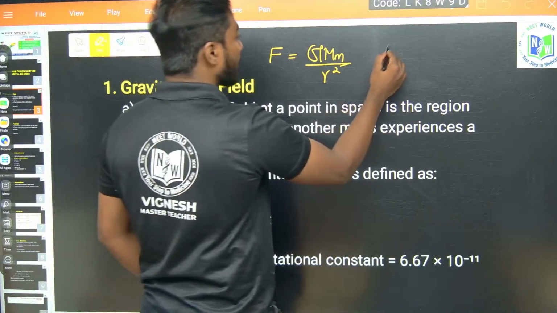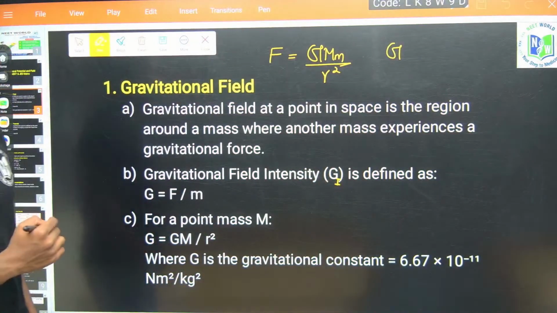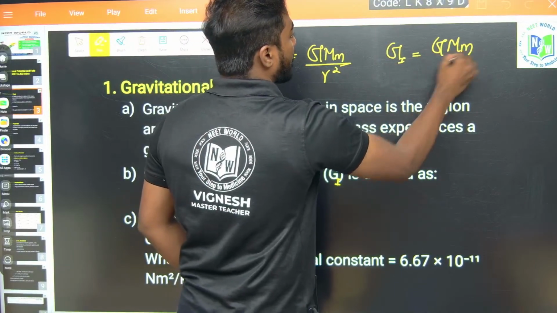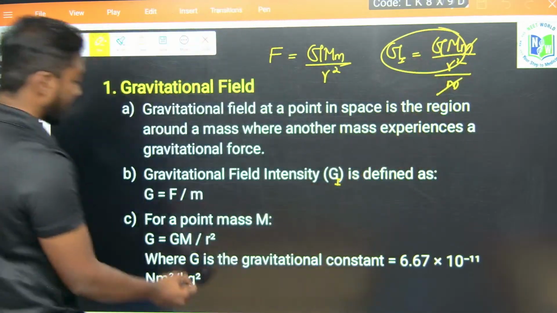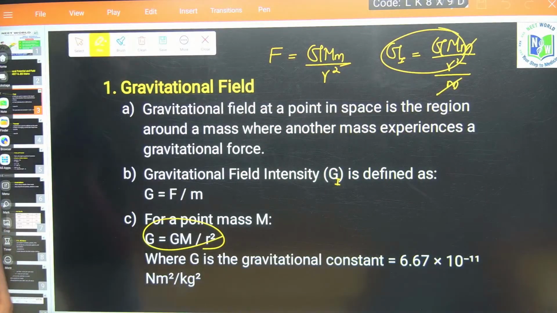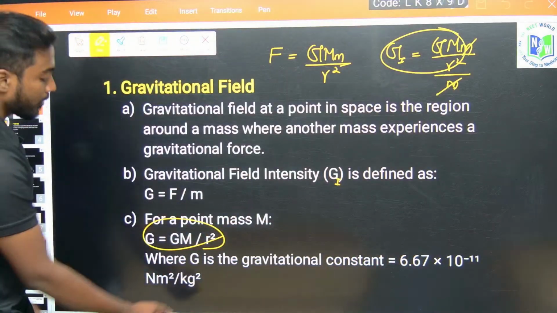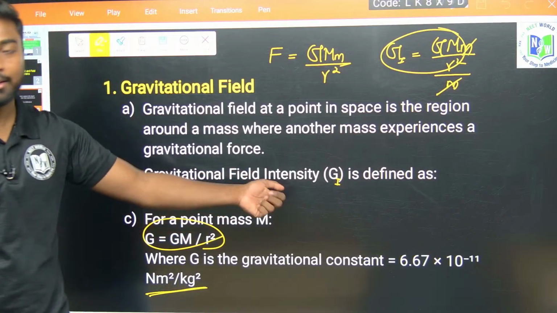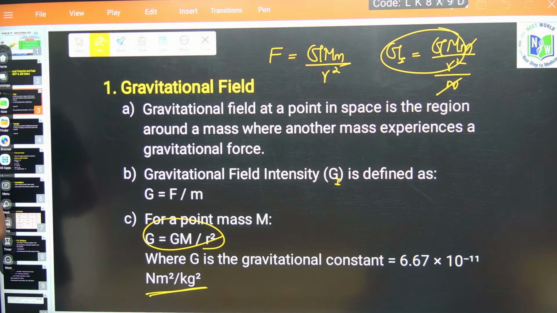So let me take this for the intensity, Gi. Gi is equal to G capital M small m by r square, divided by m, where the m gets cancelled. The final formula is Gm by r square, where G is the gravitational constant, 6.67 into 10 power minus 11. So the SI unit is Newton meter square per kg square. If I want to find this SI unit, I can use the formula and get it.